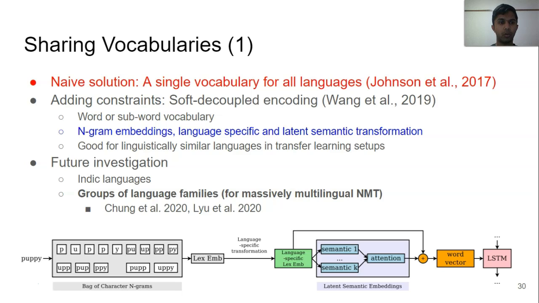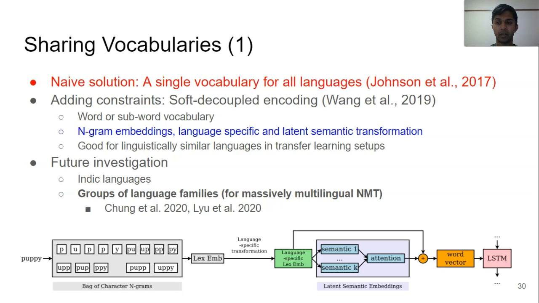If you look at the figure below, you can see that instead of working on fixed subwords, they work on bag of character n-grams, for which, given a word, they extract all possible n-grams, then convert them into lexical embeddings and add them. Thereafter, they apply a language-specific transformation and a semantic transformation. They combine the language-specific transformation and the semantic transformation to obtain a word vector. This word vector is not only aware of the lexical properties of a particular word and the language, but also the semantic properties of that word.